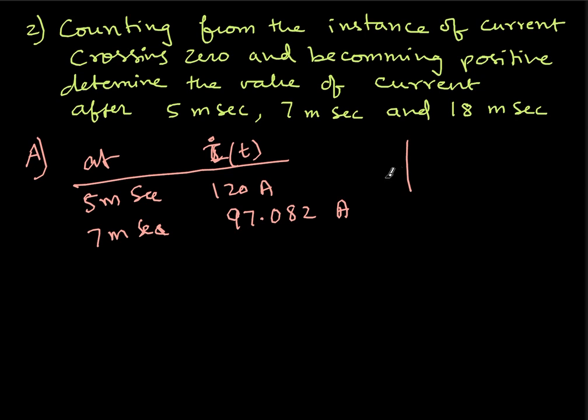As you can recall, this is increasing and then decreasing. So at this point it is 120. This is 5 milliseconds. So at 7 milliseconds it has reduced to 97.082. That's what we see here.